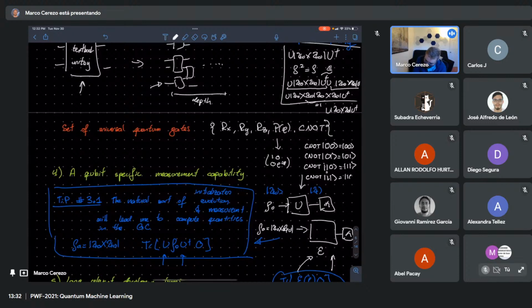And this is a gate that is extremely useful. And if you want, I can give you the matrix representation. 1, 0, 0, 0, 0, 1, 0, 0, 0, 0, 0, 1, 0, 0, 1, 0. It's extremely useful because it's part of a universal gate set. And a lot of times we're going to be using it as the sole two-qubit gate in our circuits.